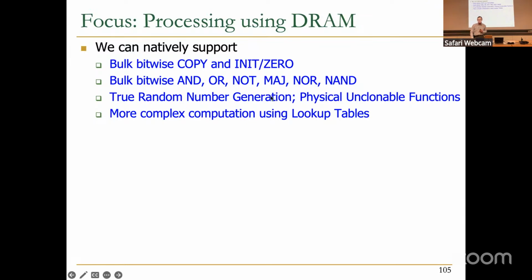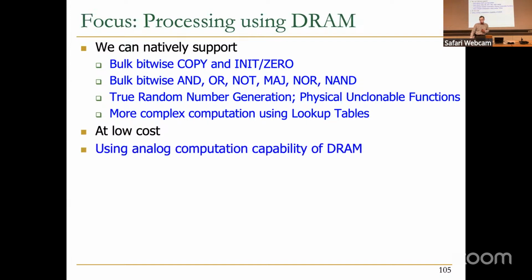It can generate true random numbers. It can do more complex computation using lookup tables. I'm not going to talk about everything because we don't have time. But most of these, not all of these, can be done at low cost, with small modifications to the devices. And the idea is to take advantage of the analog computation capability of DRAM internally, meaning charge sharing capability. But there's also sense amplification capability in DRAM that actually amplifies the analog signal quickly back to a digital signal.